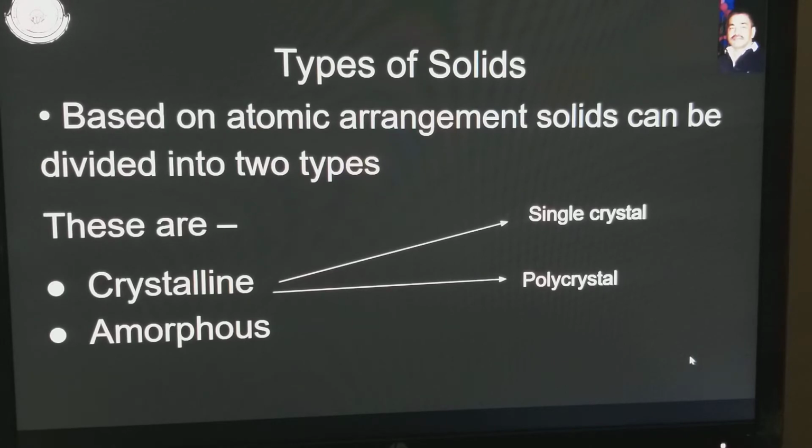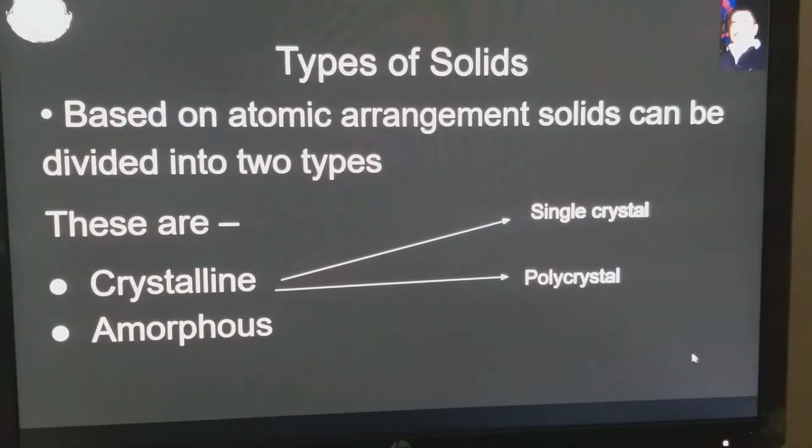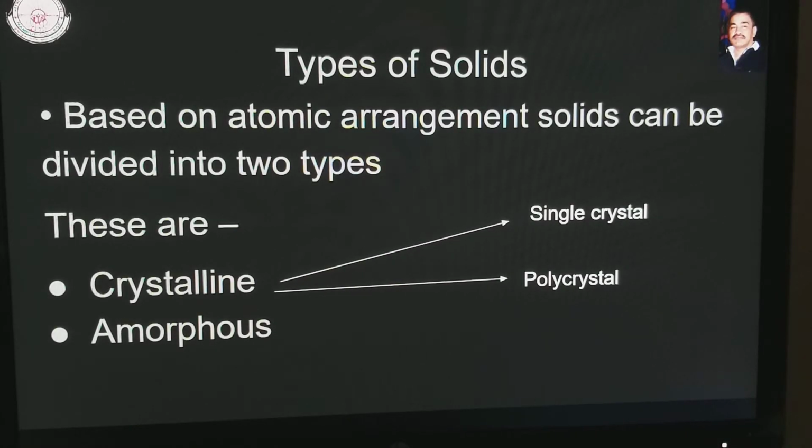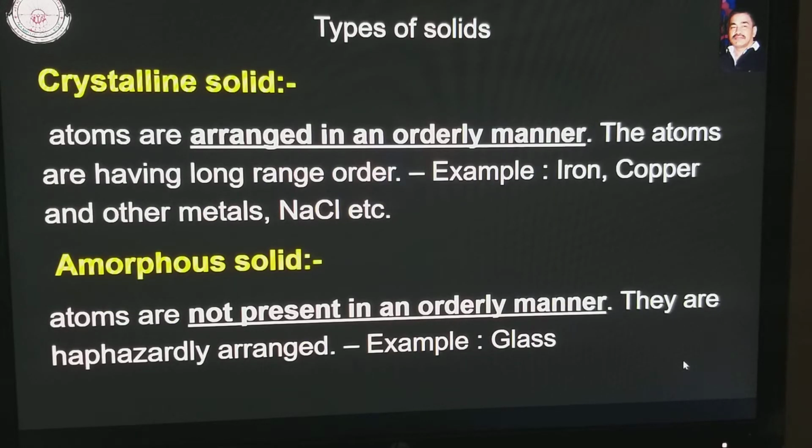Based on atomic arrangement, solids can be divided into two types. These are crystalline and amorphous. Again, crystalline solids can be distinguished in two ways: single crystal and polycrystal. Types of solids. Crystalline solids.